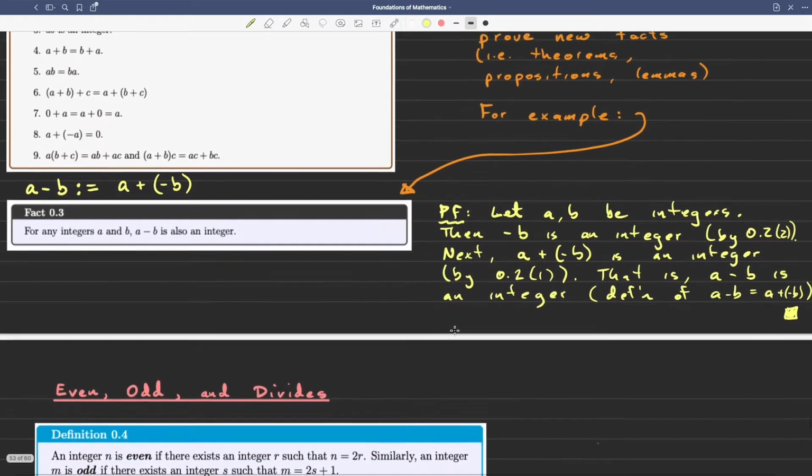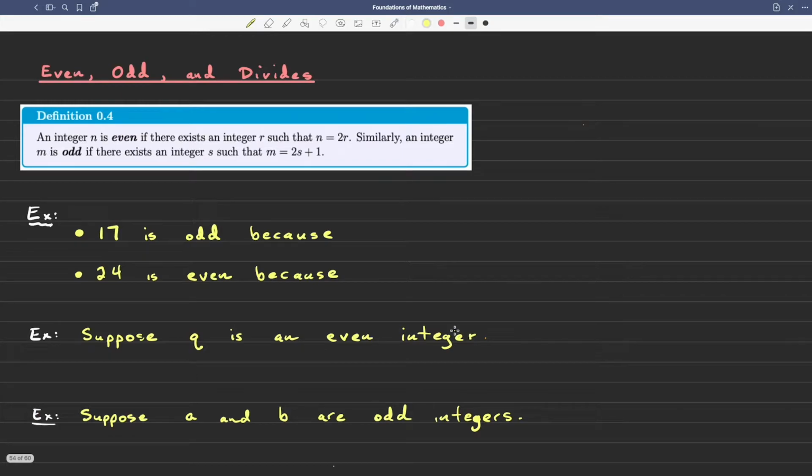Things that we assume are true. Okay, so now let's get into some definitions that apply to integers. So the first three we'll look at are even, odd, and the term divides.